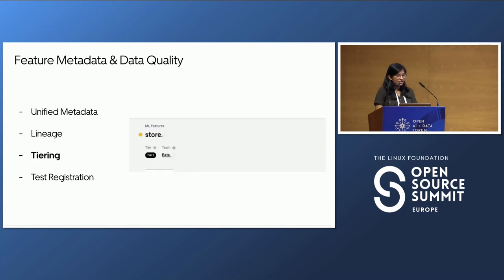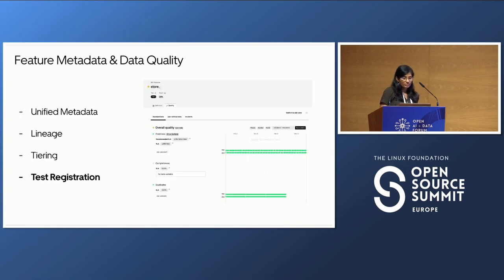The tiering of a feature is based on the use cases. For example, if a particular feature is being used in very critical use cases, then it would be tier one. We have tiers from one to five, where tier five is the lowest criticality. And based on what tier your feature is, we register different data quality tests.